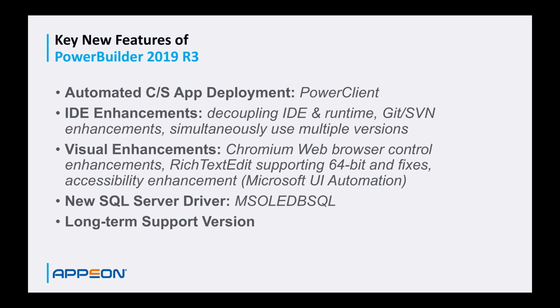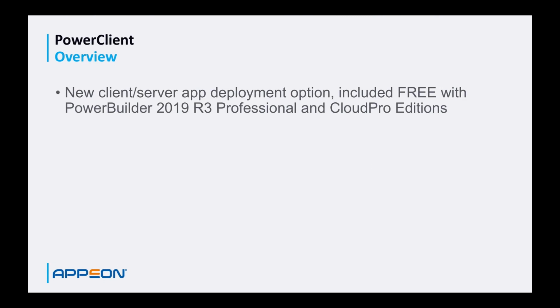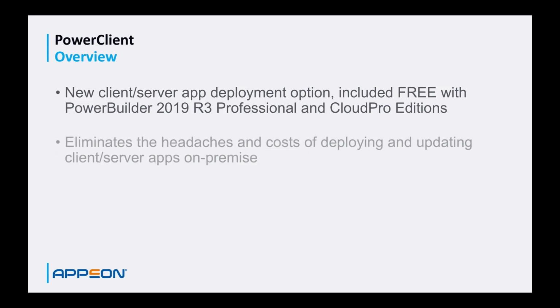So we definitely encourage you to take a good look at R3 because we put a lot of work in the last several months to make this revision. Now, without further ado, let's resume talking about PowerClient. Brief overview. This is a deployment solution for client-server applications. It's included free with PowerBuilder 2019 R3 version and newer, as long as you're on the Professional or Cloud Pro subscriptions. If you're on Standard, you will need to upgrade or request a trial.